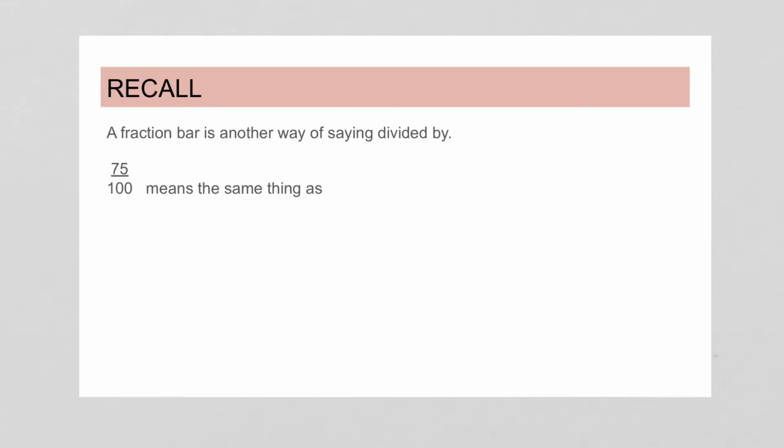So I first want us to recall that a fraction bar is just another way of saying divided by. So if we see 75 over 100, that means the same thing as 75 divided by 100. If we're going to write that out in long division, we're going to say 75 divided by 100. And how do we do that?